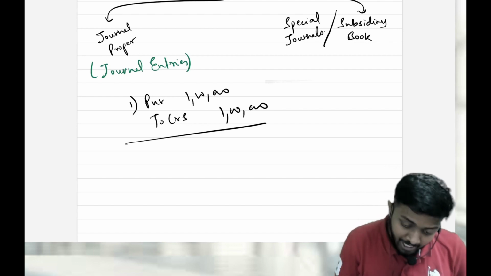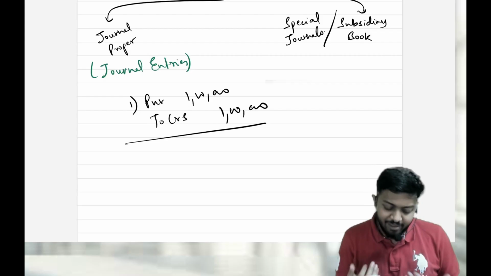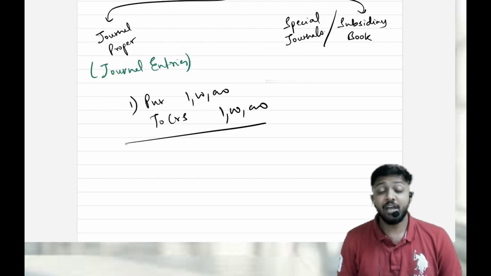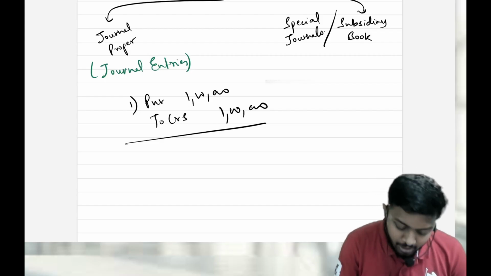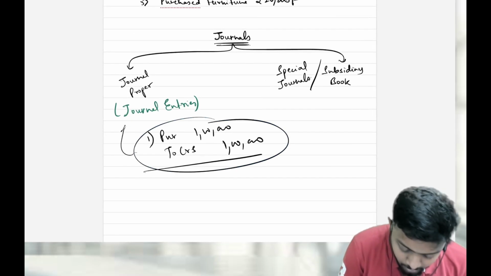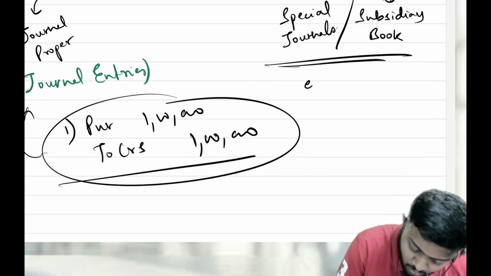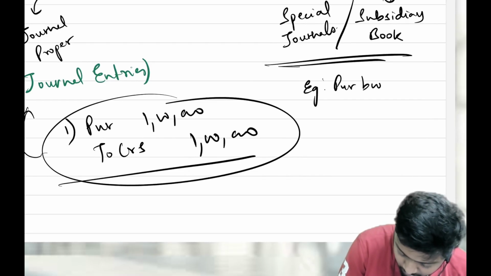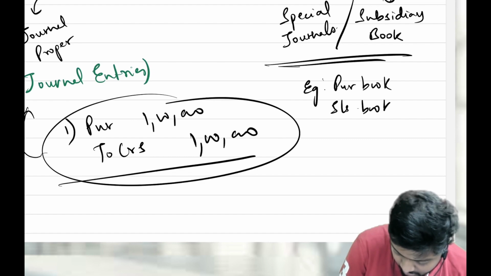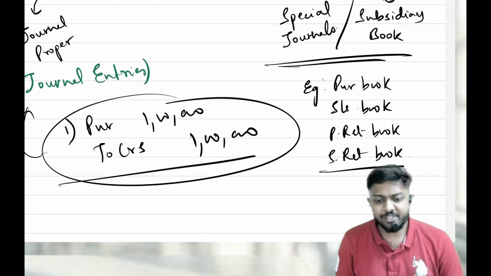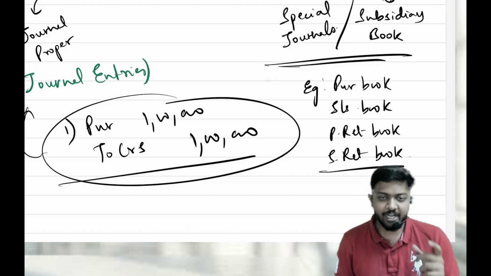Every time purchases happen, should I keep passing these purchase entries or should I do business? That's not possible. We know that every day some credit purchases will be there because that is our operations. So to record all the purchases, we'll not take this route. We'll take the route of the subsidiary book. Examples are the purchase book, sales book, purchase return book, and sales return book.